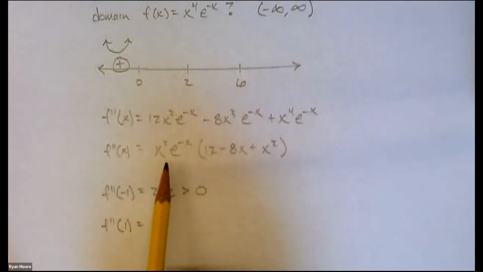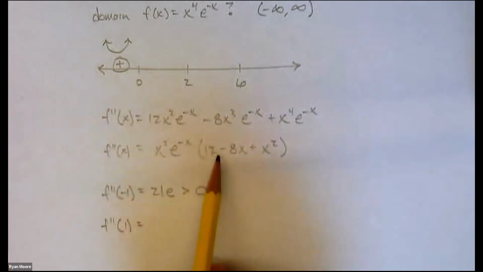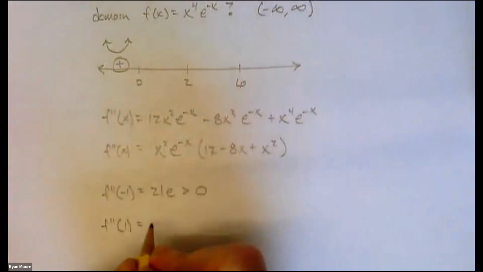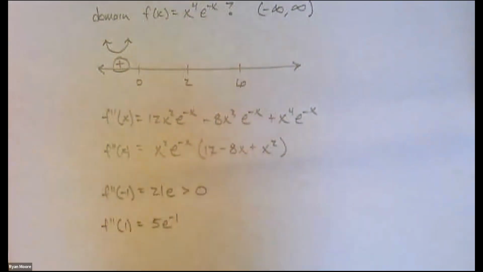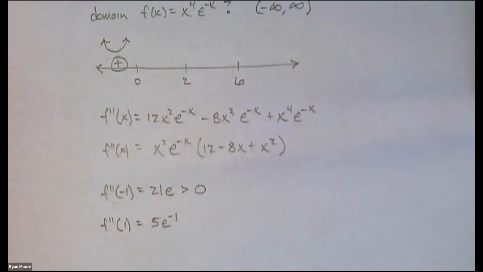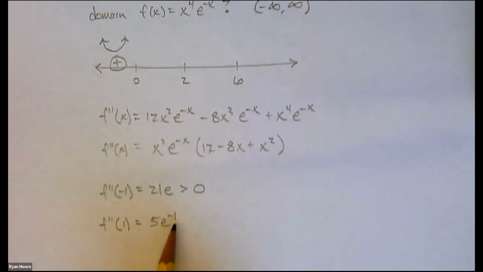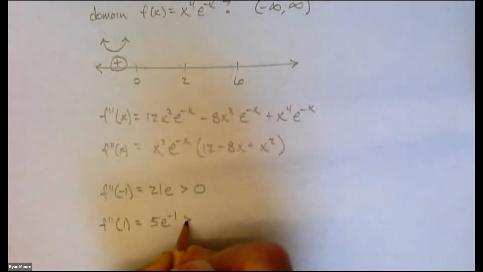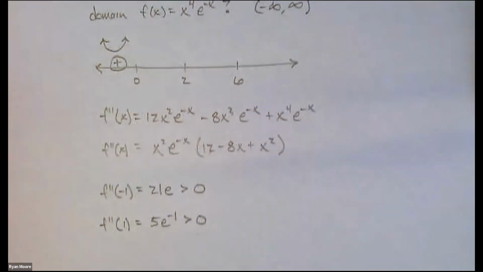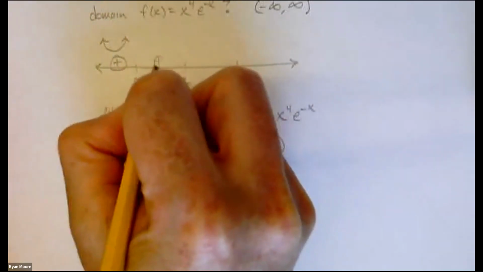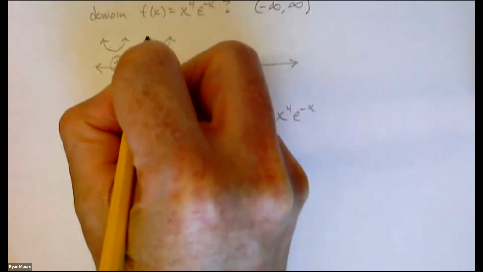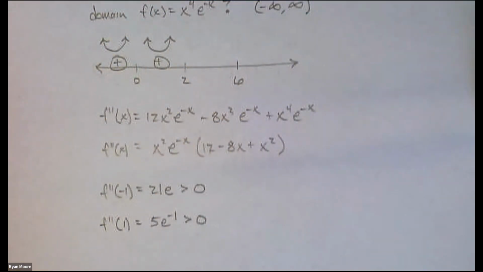Okay, I'll let you guys verify this, but if I put in +1, that would get me 5e to the -1. Now here's the thing, this is still positive. E to the -1 means I'm taking 5 divided by e, but that's a positive divided by a positive. It's still concave up there. Interesting.